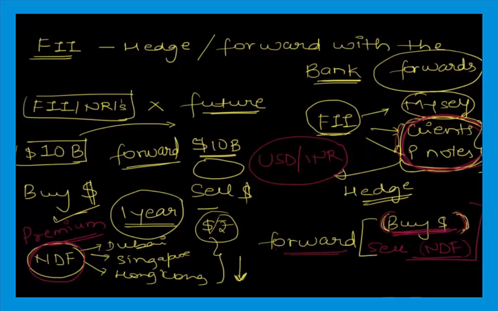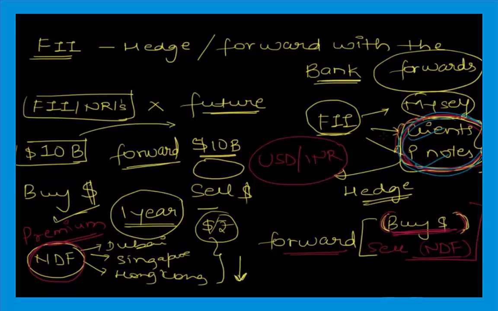This is how RBI is anticipating that FIIs were making arbitrage gains, and hence RBI came up with a rule saying that if FIIs want to hedge on behalf of the client and P note holders, they will have to have a written consent from the client and the P note holders that the client and the P note holder wants to hedge, only after which they'll be allowed to hedge.